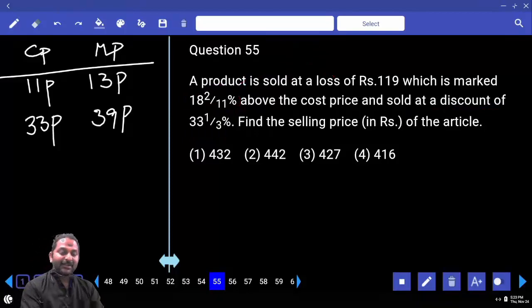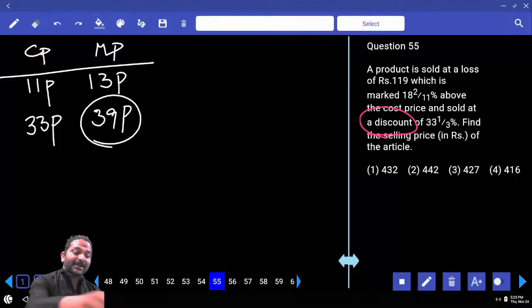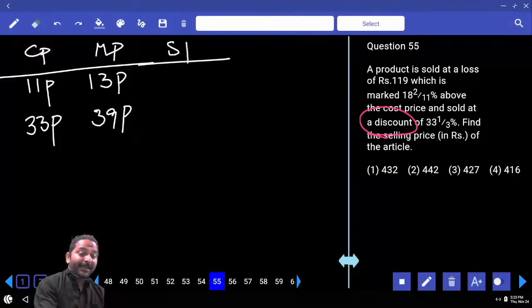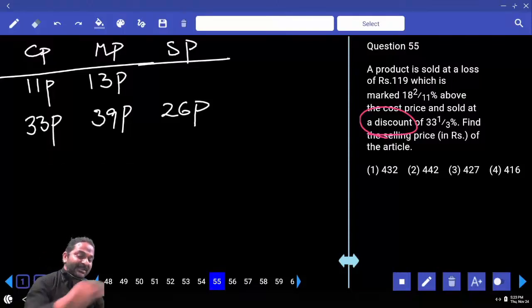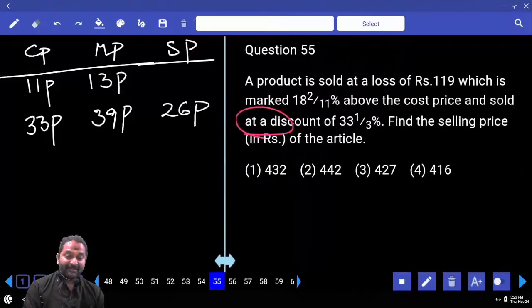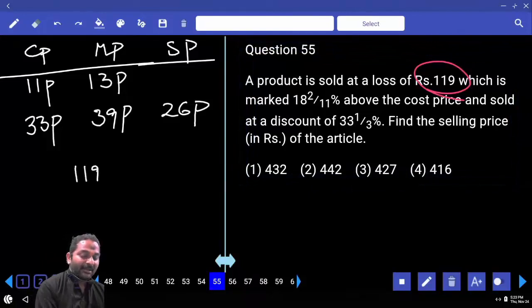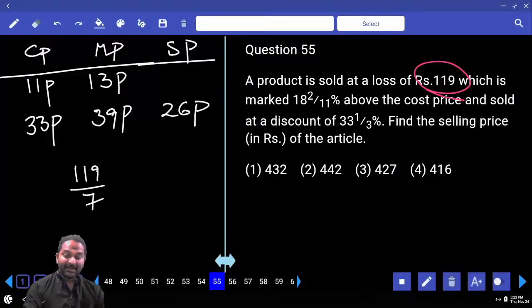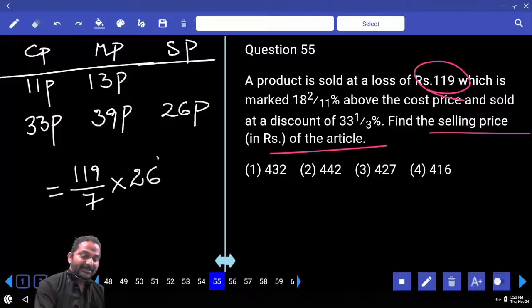Now there is a discount of 33 1/3%, which is 1/3. 1/3 discount on 39 parts, 13 parts, correct? Then selling price becomes 26 parts. Clear? If the cost price is 33 and the selling price is 26, will there be loss or profit? How many parts? 7 parts. And loss in terms of rupees is mentioned as 119. From this, 1 part is equal to 119 by 7. And the question is about selling price, which is 26 parts, 119 by 7 into 26. Is that okay?